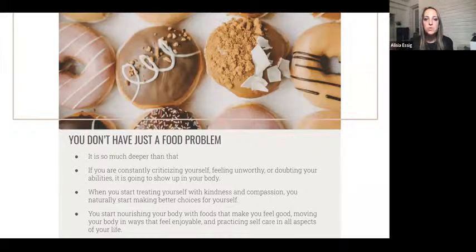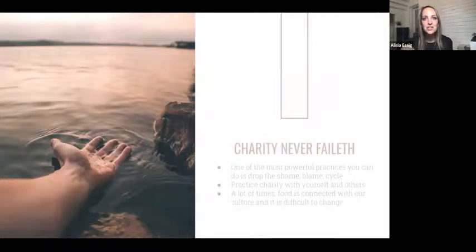So being able to do all of that, that is where we can make true change. It's not just changing your actions on what foods you're choosing and when, or if you're intermittent fasting or not, or how much protein you're eating or not, or how many plants you're eating or not. It's all the deeper levels underneath that we really need to work on. And again, we have to do it with charity.